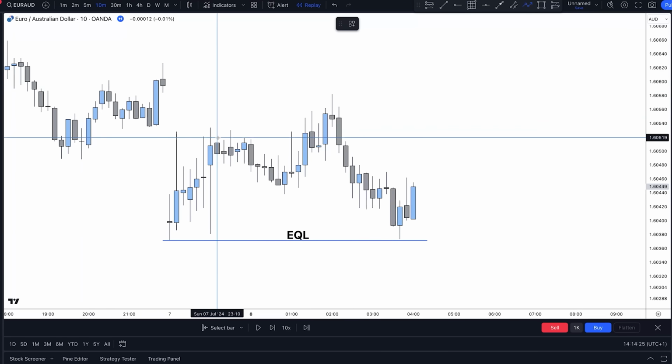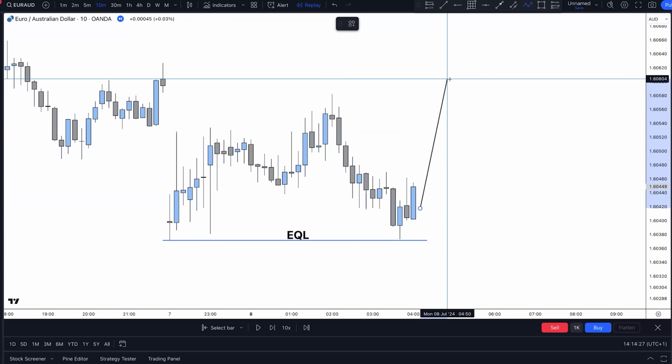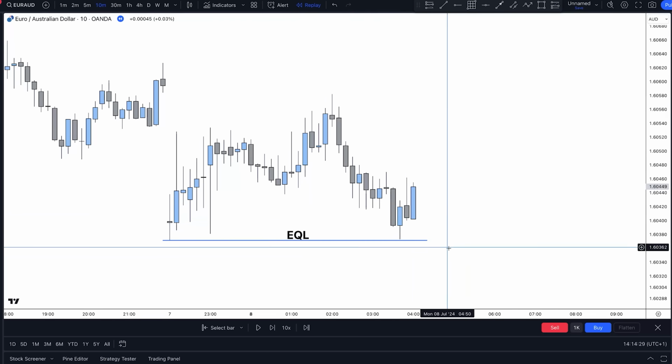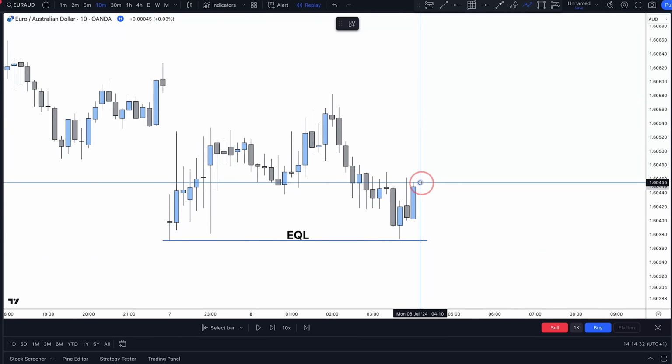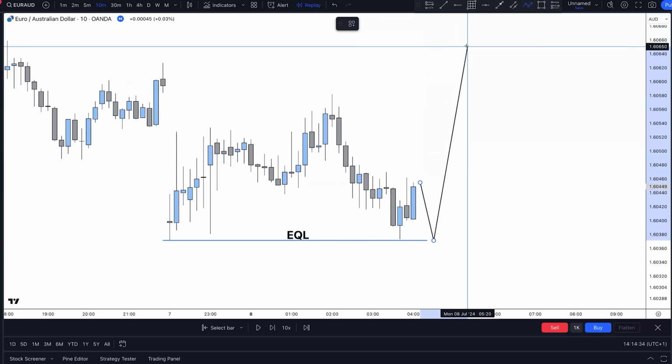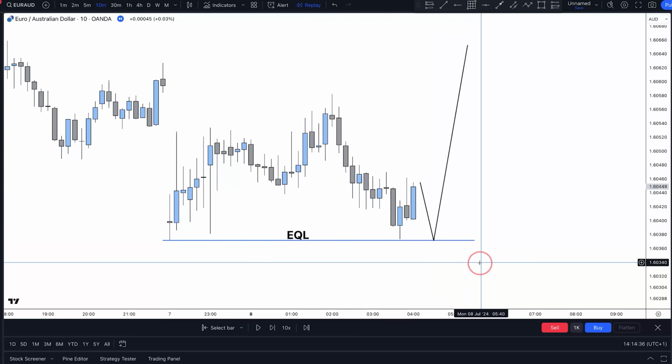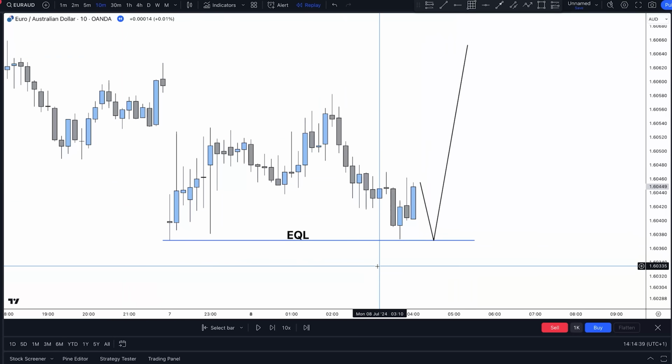Now, if we were then looking for a buying opportunity in this market, we would not want to buy above these equal lows. So for a support trader, they would be looking for buys from this level, expecting that because the market has reacted here twice before, it will react here again.